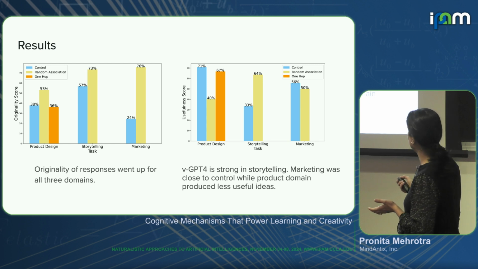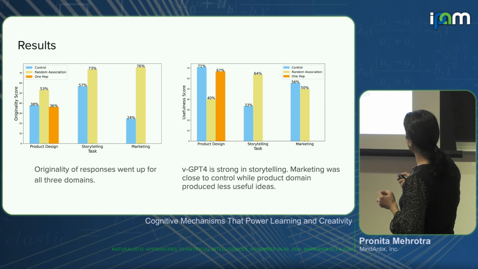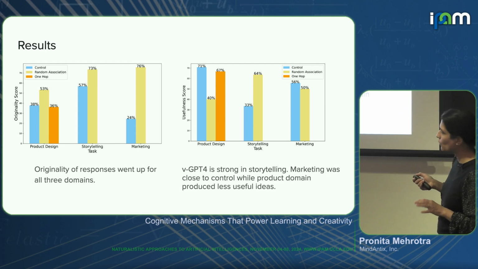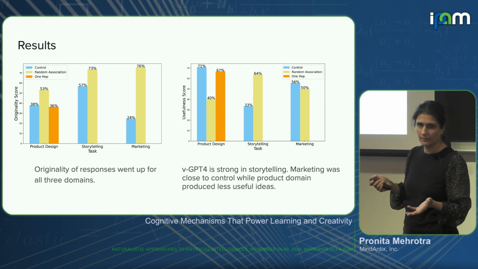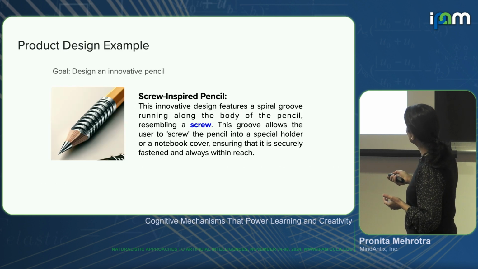It was only 40% of those ideas, as compared to the 71 or 67 for the one hop. The storytelling did pretty well, and marketing was more or less similar to the control. So overall, it still actually produces more creative responses. I'm going to show one example, for the product design.